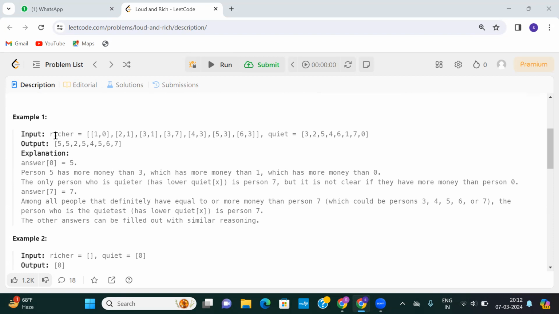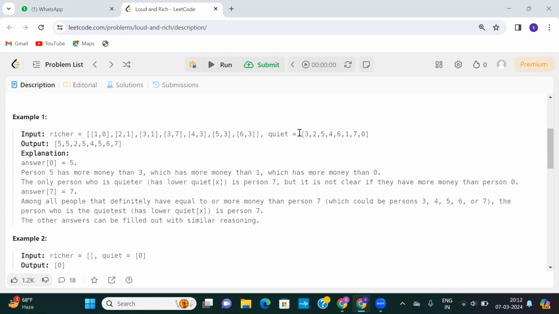See, we are given two arrays. One array is richer and the second is quiet. For identifying the total number of nodes, we are going to find the quiet dot size. So in this particular question, 1, 2, 3, 4, 5, 6, 7, 8. 8 is the size of the array quiet. So if the size is 8, our nodes are labeled from 0 to 7. I hope you are understanding. The nodes are labeled from 0 to 7.